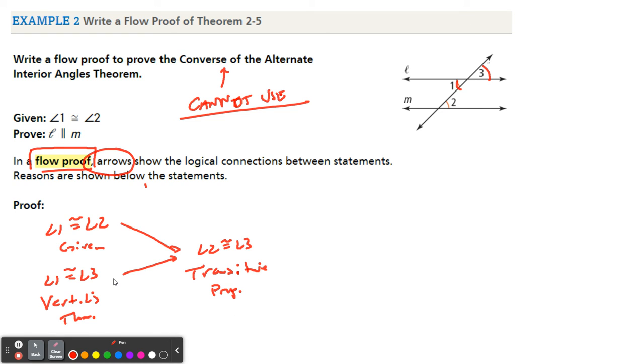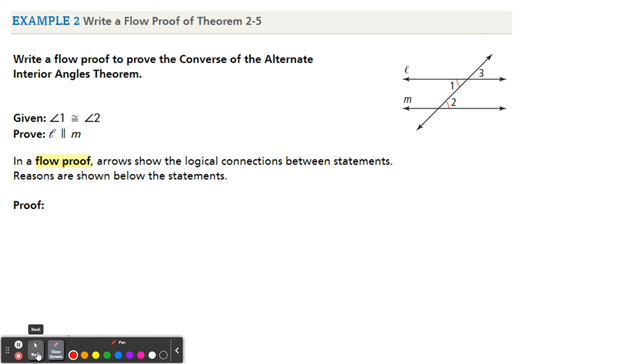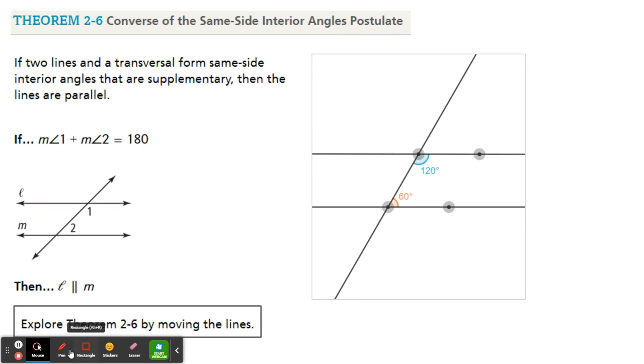And now we know that 2 and 3 are congruent. And 2 and 3 are corresponding angles. So since we showed that corresponding angles are congruent, we now can say that L is parallel to M. And that would be by the converse to the corresponding angles theorem. And there's a basic proof. All right, nice.